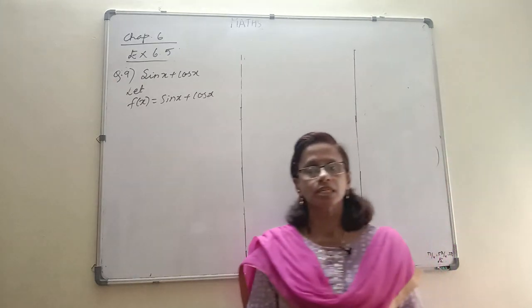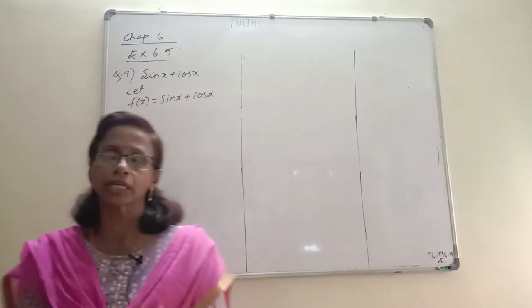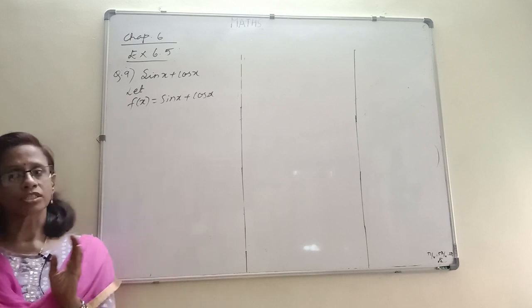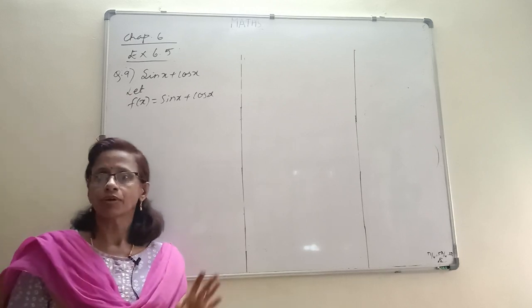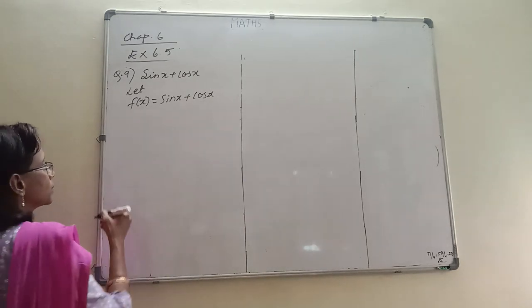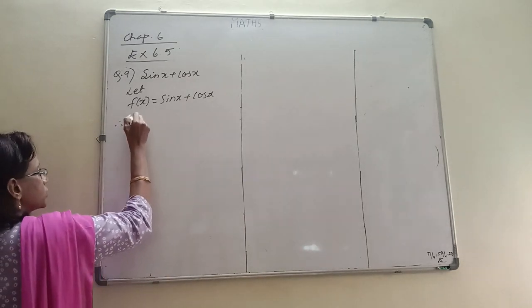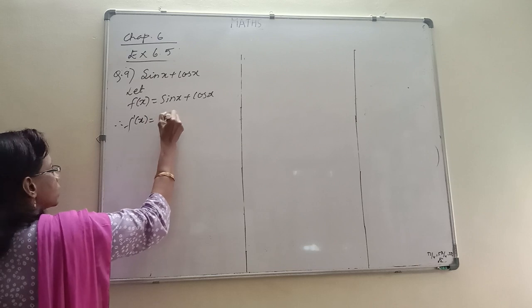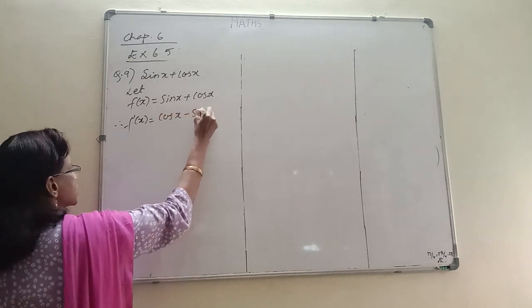So in case they don't give us a closed interval, by default we take the closed interval as between 0 and 2 pi. So that's going to be our interval on which we are going to work on this. So let's get right away. Let's start doing the first derivative. The first derivative is going to be cos x minus sin x.